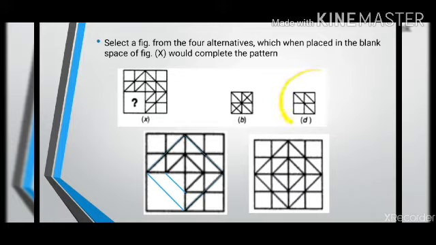The answer is option D. I don't want this smaller line below the diagonal. That is why I am eliminating option B. You can repeat it. You can make the diagram in a notebook and try to complete the pattern, whatever is convenient.